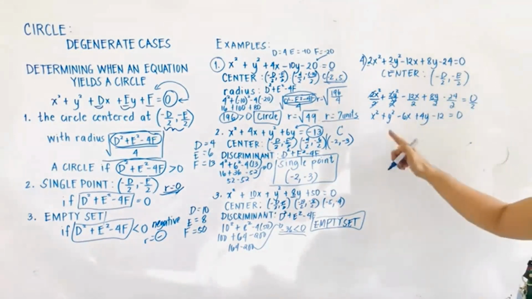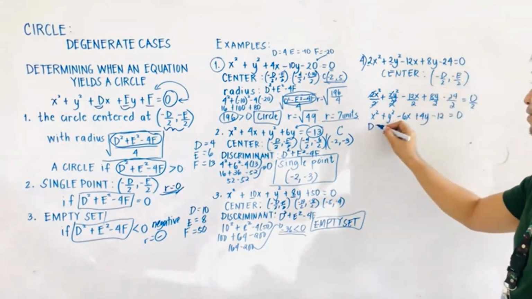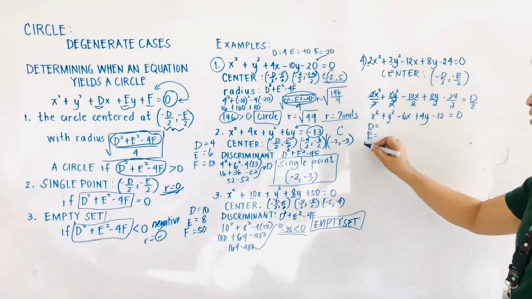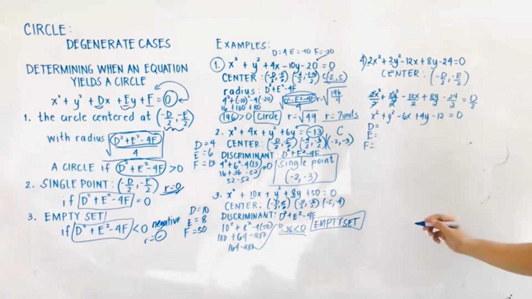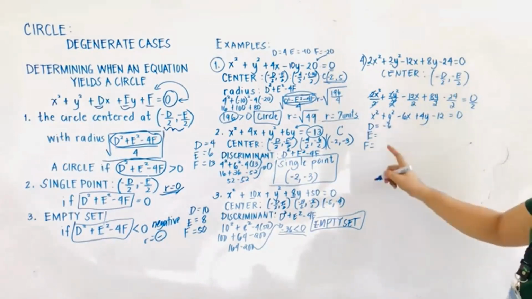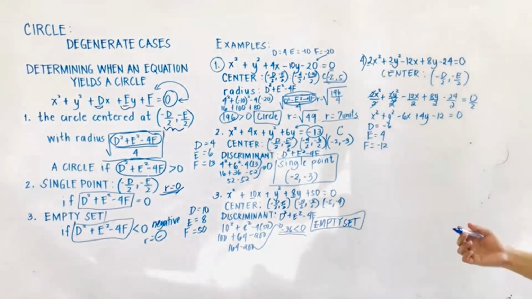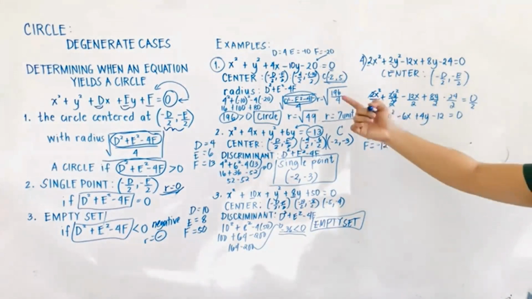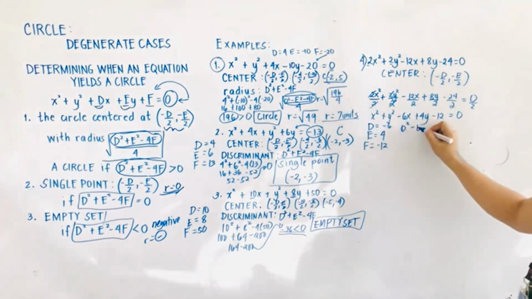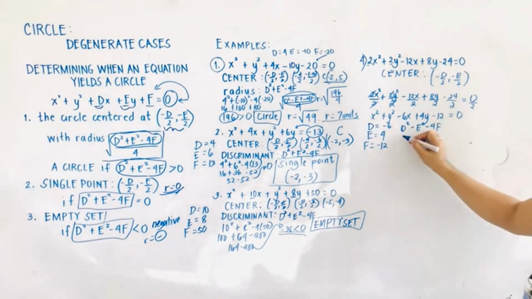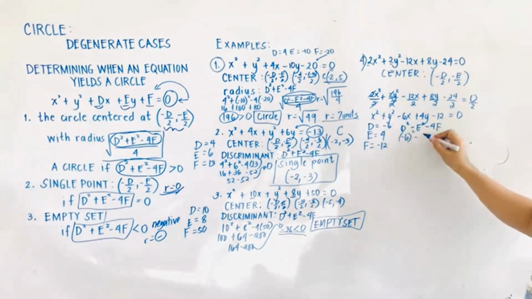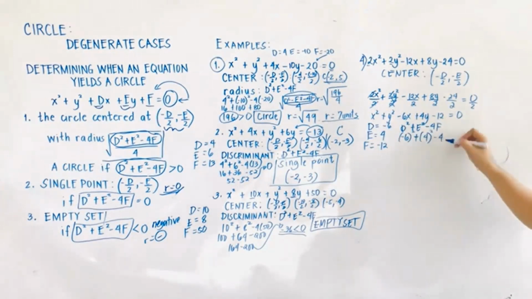Okay, so we will now be applying this one. But let us first identify the value of d, the value of e, and the value of f. For d, we have negative 6. For e, that is positive 4. And for f, that is negative 12. Using the discriminant, that is d squared plus e squared minus 4f. This becomes negative 6 squared plus 4 squared minus 4 times negative 12. This is for the discriminant.